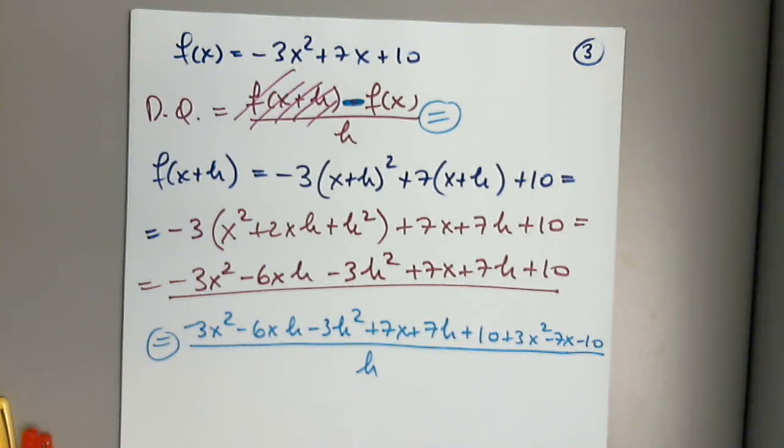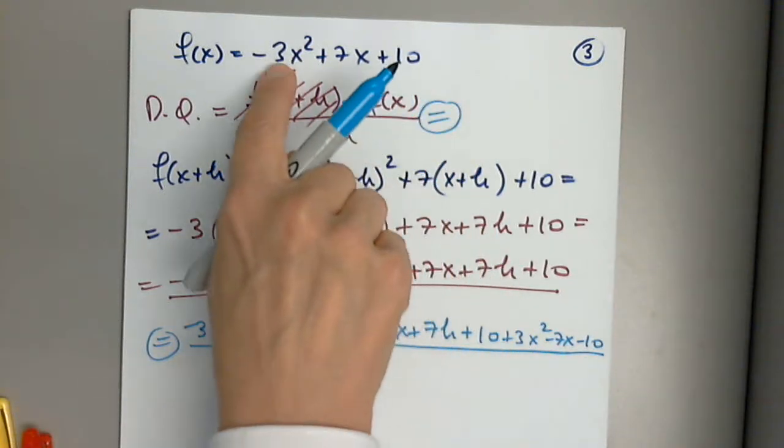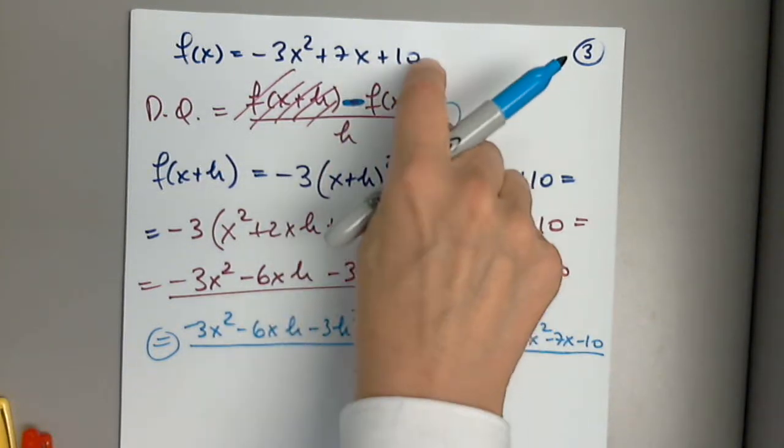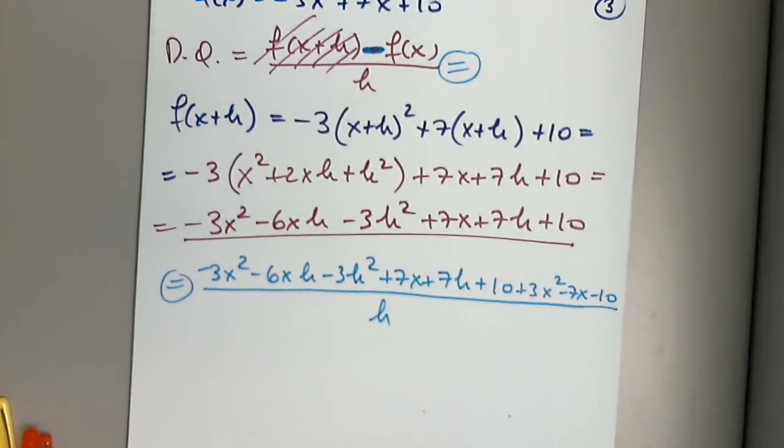Is that goes to negative? Negative 1 distributed to negative 3x. Negative 1 distributed to 7x. Negative 1 distributed to 10. Good. Now what has to happen before we even look?